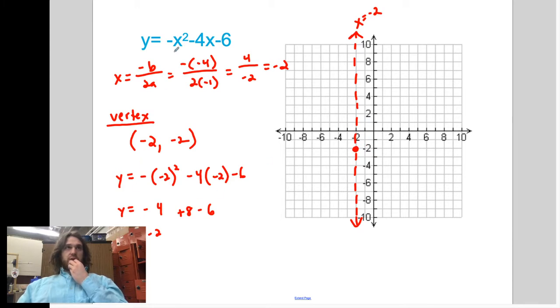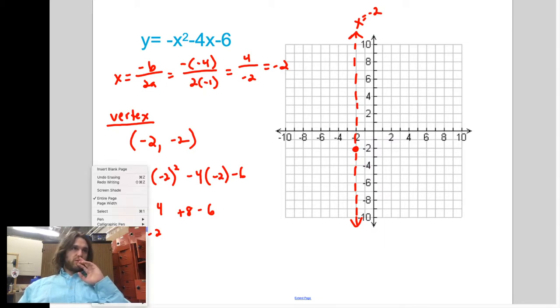And then if you know the shape, it's shaped just like the parent function, so I'll just run through that really fast. Over 1, down 1, reflect, except it's opening down because it's negative. Over 2, down 4, reflect. Hey, look, that's our y-intercept. What do you know? Over 3, down 9. But let's do it the other way as well.